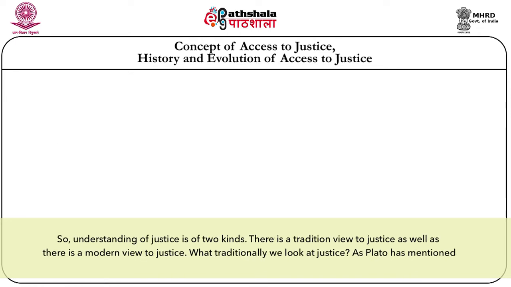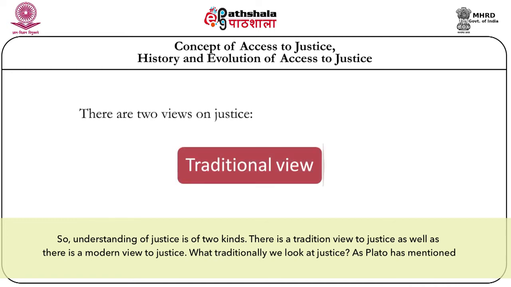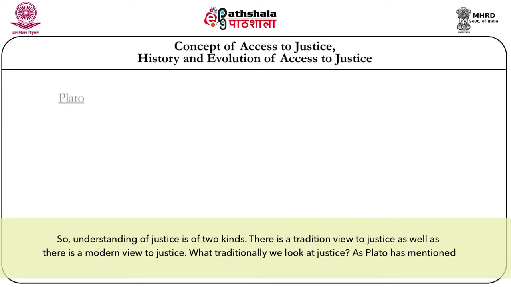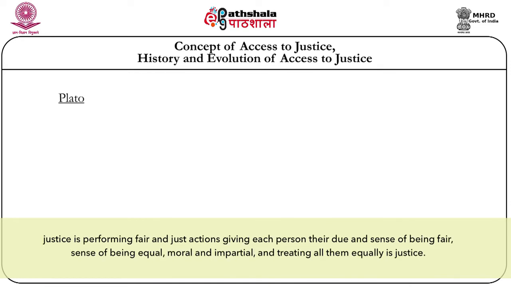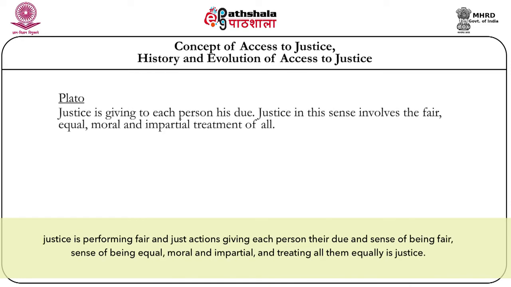Understanding of justice is of two kinds. There is a traditional view of justice, as well as a modern view of justice. What do we traditionally see in justice? As Plato has mentioned, justice is performing fair and just actions, giving each person their due, a sense of being fair, a sense of being equal, moral and impartial, and treating all of them equally is justice.